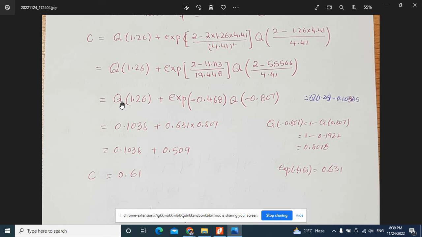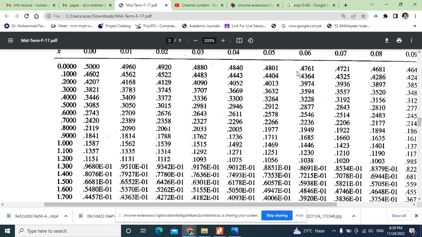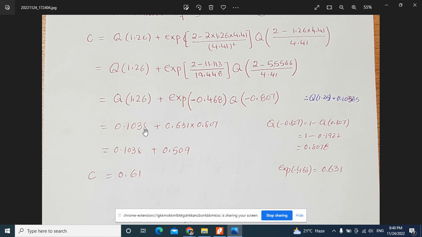And second, how can you calculate Q 1.26? Again, you need to go to that table. So 1.26: this is 6, and you know this is 1.2. So x is 1.2, and in this direction, where is 6? So this is 6. So you see 1.26. It means that this value is 0.1038. So you can use this 0.1038 here. So if you add them together, the answer is 0.61.